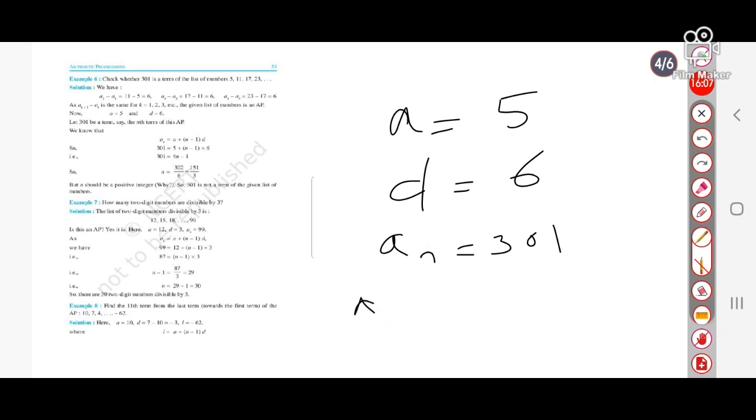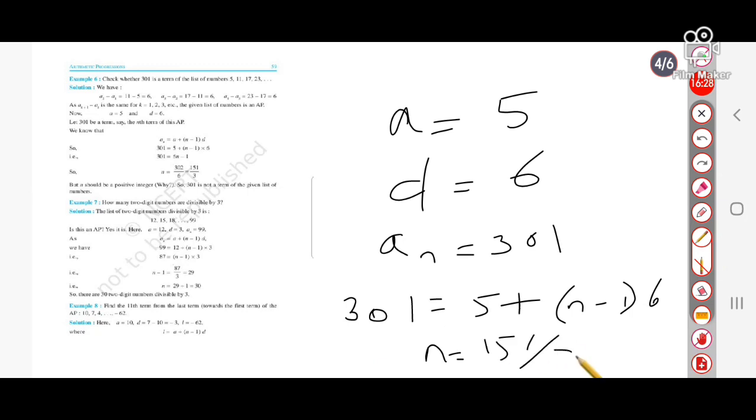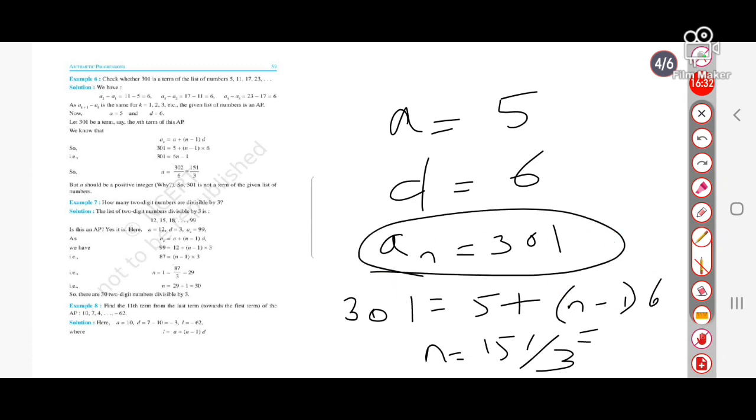Again, AN equal to 5 plus n minus 1 into 6. This is AN because it is given as 301, right? So instead of that, you will just put 301. So upon simplifying, we get the n value to be 151 by 3, which is not a whole number. You get a fraction value. Therefore, this 301 is not there in the sequence of given arithmetic progression values. That's what your conclusion is to be, right?